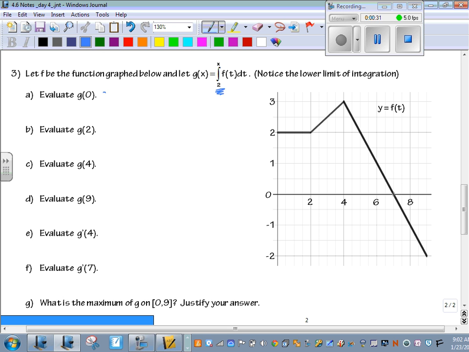G of 0 means we're doing the definite integral from 2 to 0 of our graph. But we don't like this going backwards. The smaller number should be on the bottom, the bigger one on top. So I'm going to switch that, but like we talked about before, we have to put a negative in front if we're switching the a and the b.